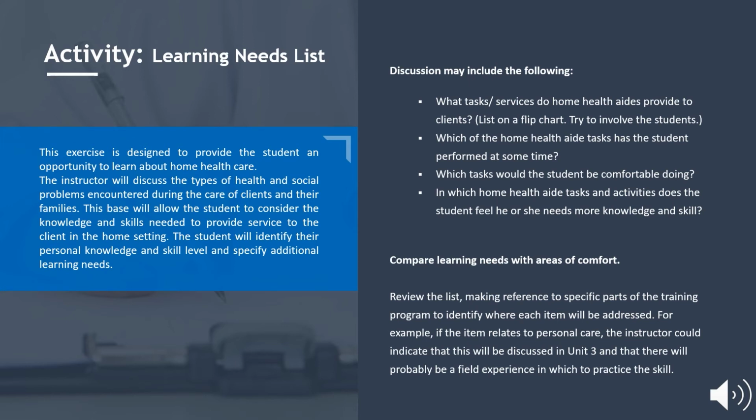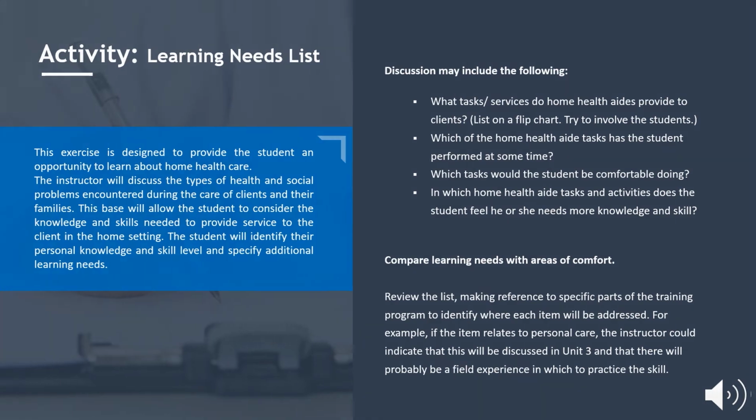Compare learning needs with areas of comfort. Review the list, making reference to specific parts of the training program to identify where each item will be addressed. For example, if the item relates to personal care, the instructor could indicate that this will be discussed in Unit 3, and that there will probably be a field experience in which to practice the skill.